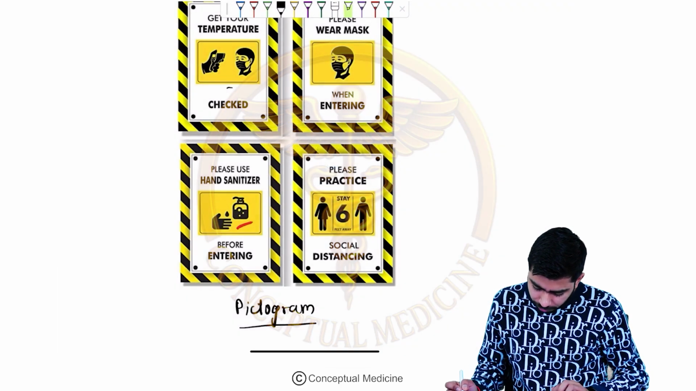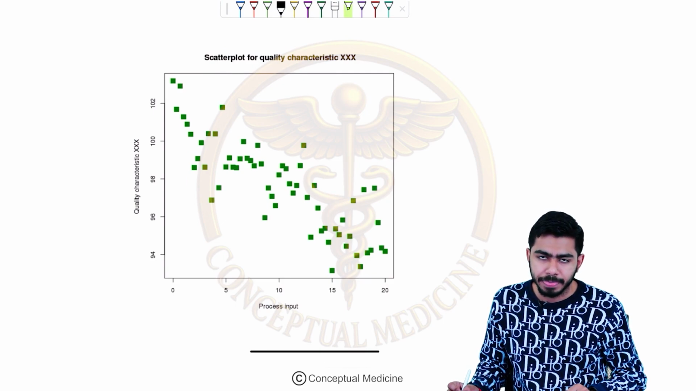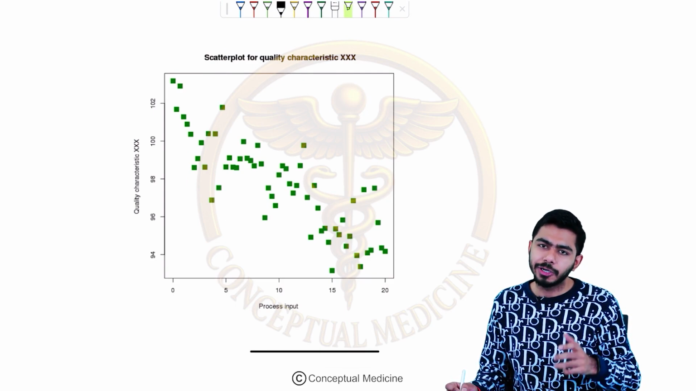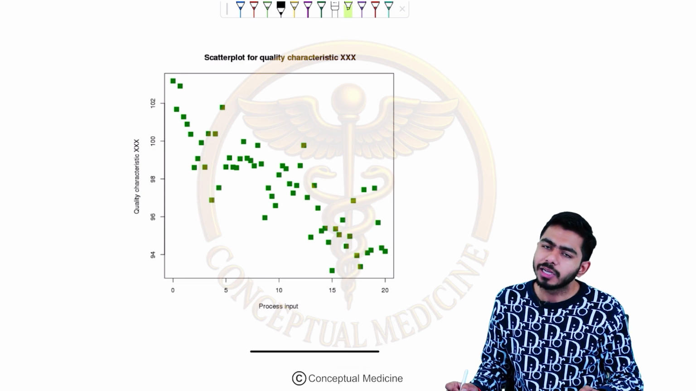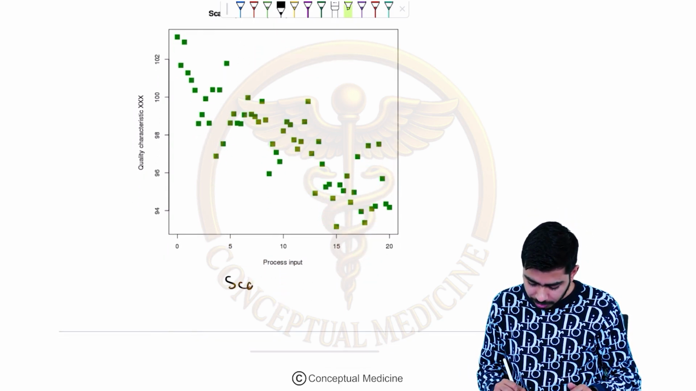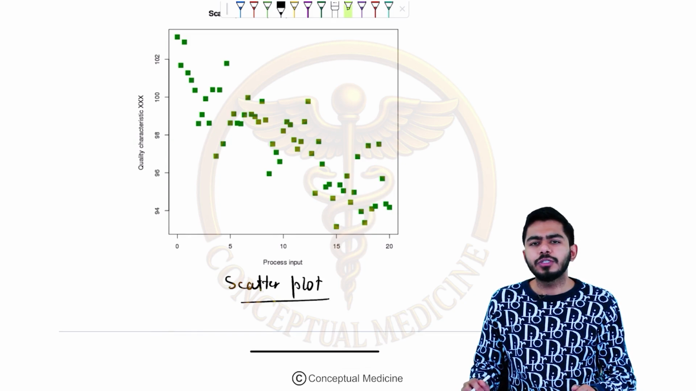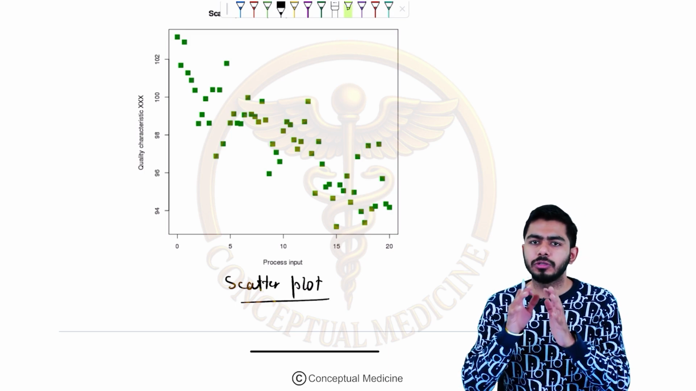Now if you talk about the next one over here, what is this? This is the scattergram, and we have already talked about that. I know you should be telling this is the scattergram or scatter plot for the correlation purpose. So this is the scatter plot or scattergram. So in this particular session, we have talked about several graphs.